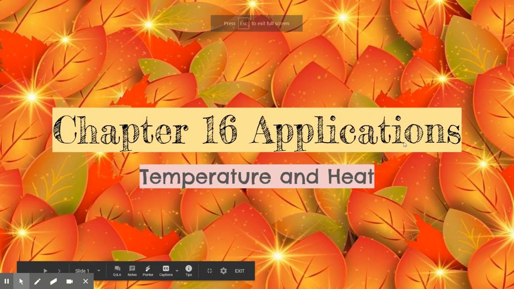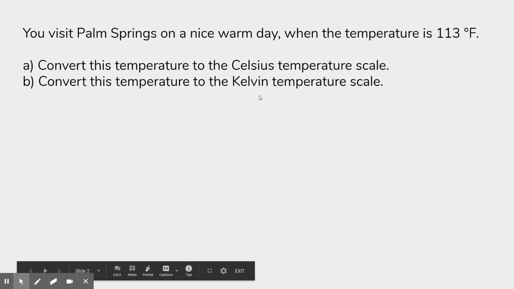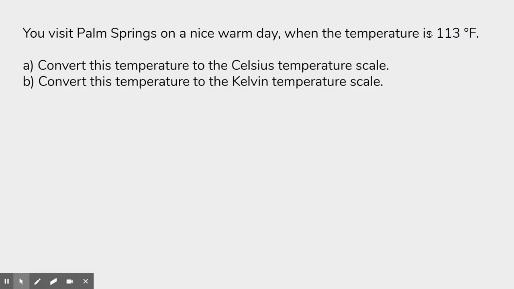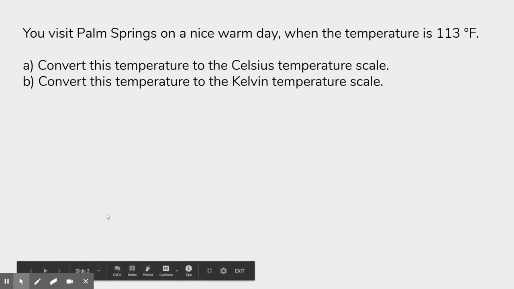I'm back with a chapter 16 applications video, so let's work a few temperature and heat problems. In this first problem, we see that we are in Palm Springs on a warm day. It's 113 degrees Fahrenheit, so I'm not sure that the word nice should be there. We are going to convert this temperature to Celsius and then again to Kelvin.